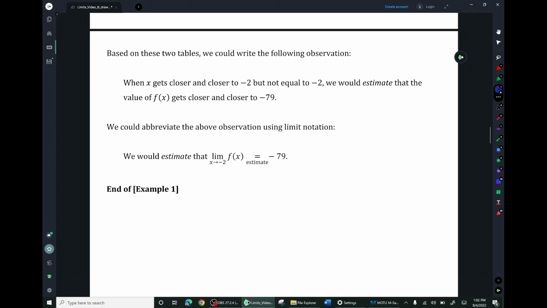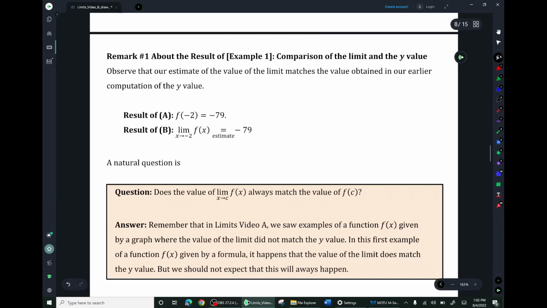Based on these two tables, we could write the following observation. When x gets closer and closer to negative 2, but not equal to negative 2, we would estimate that the value of f of x gets closer and closer to negative 79. Now we could abbreviate that whole sentence with limit notation. That would be this. We would estimate that the value of this limit is negative 79. That's the end of our first example.